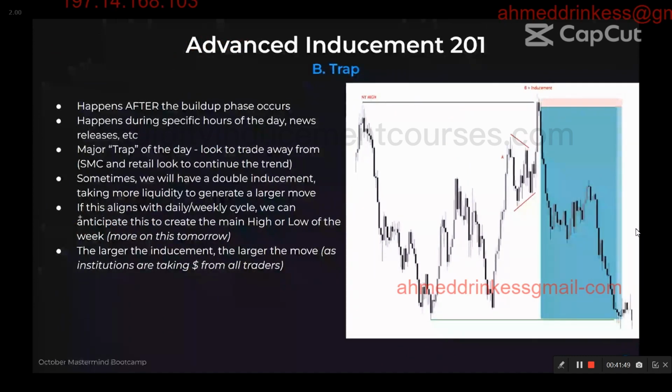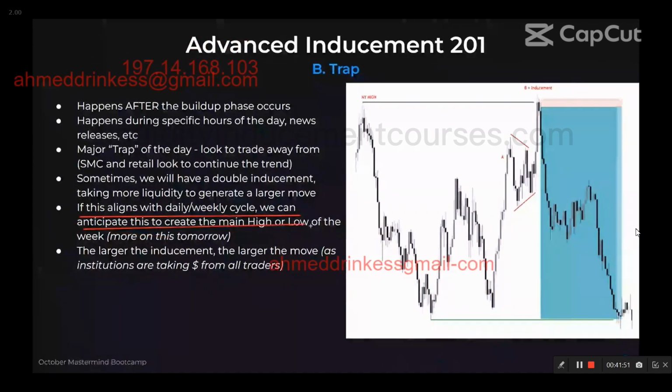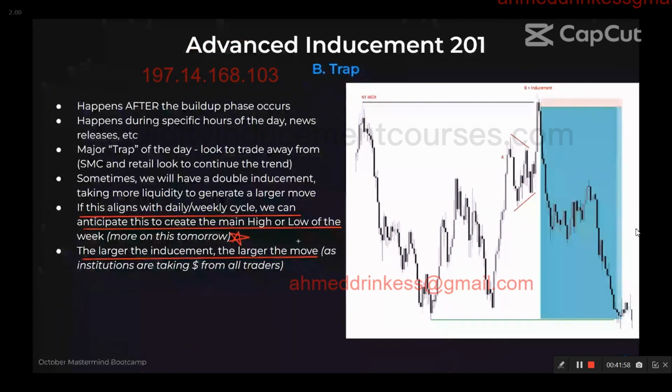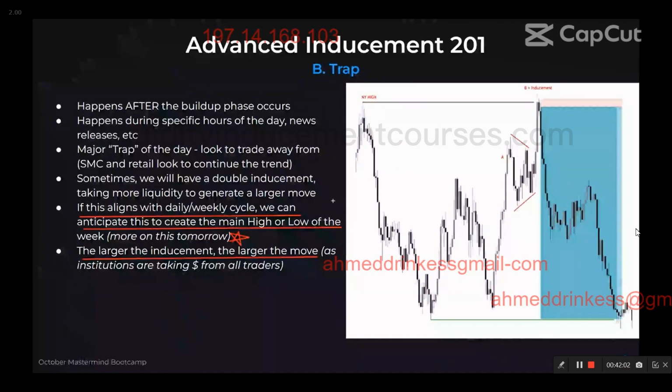If your trap aligns with the daily and weekly cycle scenarios, we can anticipate this to create the main high or low of the week. And you guys will be learning more on this next weekend. And remember, the larger the inducement, the larger the move. Institutions are taking money from all types of traders, right? The larger the inducement, the larger the move. Specifically, the inducements we can anticipate the largest moves from are going to be those major inducements.